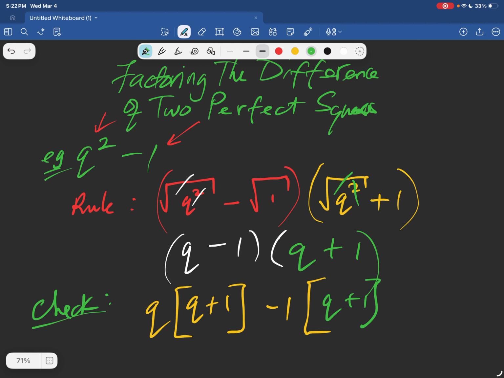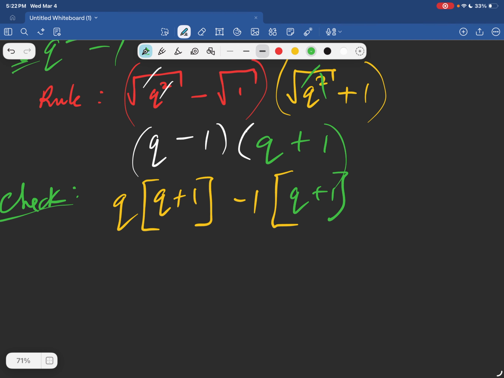And let's go ahead and see what we get. q times q is q squared. q times positive 1 is positive q. Negative 1 times q is negative q, or negative 1q. And negative 1 times positive 1 is negative 1.